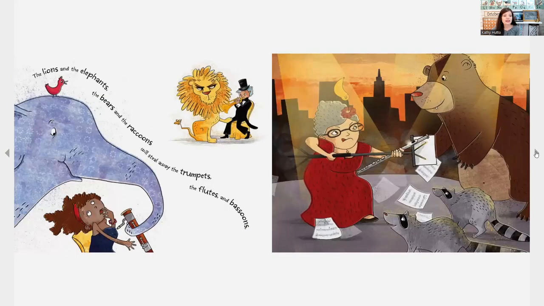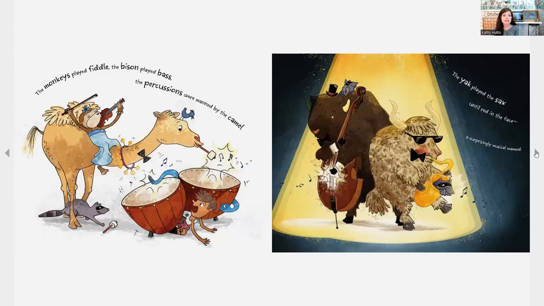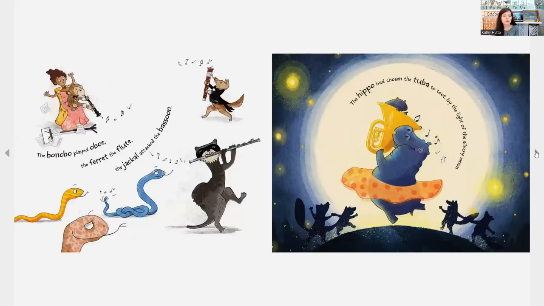The lions and the elephants, the bears and the raccoons will steal away the trumpets, the flutes and bassoons. Replace the musicians and chase them away. Then they'll sit in the band shell and play, play, play, play. The monkeys played fiddle. The bison played bass. The percussion was manned by the camel. The yak played the sax until red in the face, a surprisingly musical mammal.